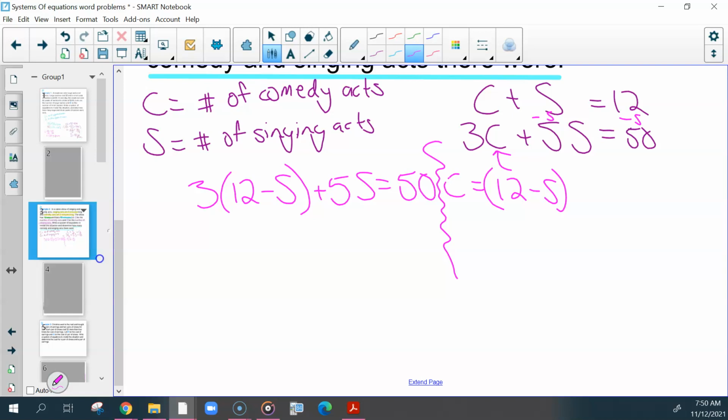When you are solving by substitution or elimination, whichever one you solve for first or eliminate first, you're going to end up getting the answer to the other one first. So since I decided to solve for C, I'm going to find S first. If I were using elimination and I got rid of C, I would be solving for S first. So keep that in mind.